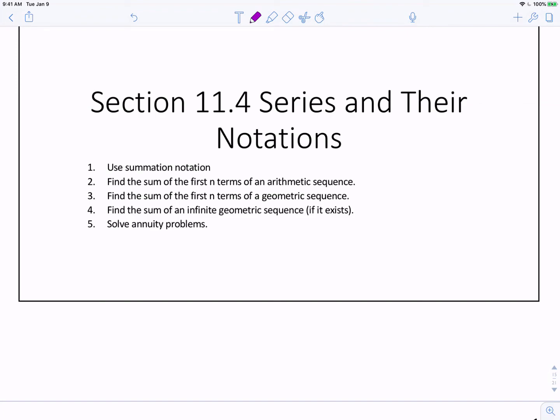Section 11.4, Series and their notations. In this section, we're going to use summation notation. We'll find the sum of the first n terms of an arithmetic sequence and geometric sequence. We'll also find the sum of an infinite geometric sequence if it exists, and we'll look at an example of an application of series called annuities.